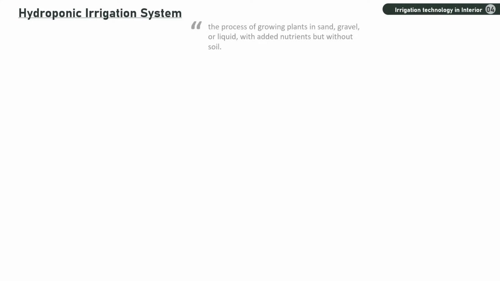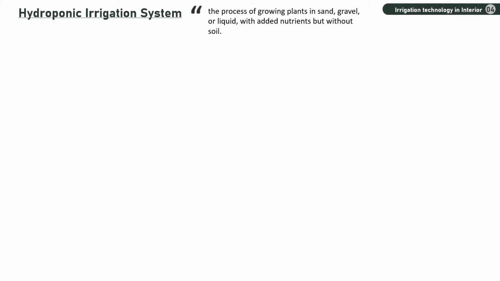So many different green wall technologies exist and new ones are being developed every year. First, we're going to talk about the hydroponic irrigation system. It is the process of growing plants in sand, gravel, or liquid with added nutrients but without soil. In this type of irrigation system, we have three types of hydroponic irrigation system.